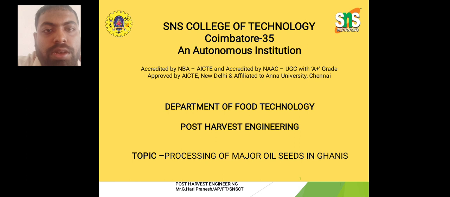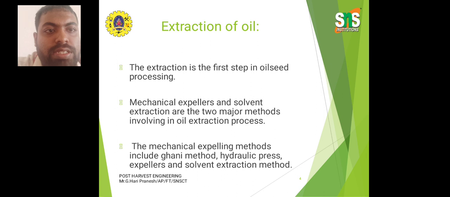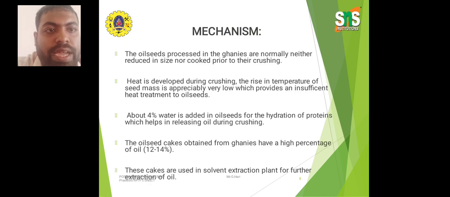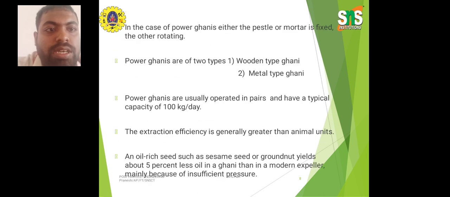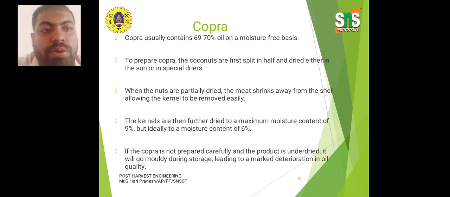The topic which I discussed in the previous session was about processing of major oil seeds in ghanis. In the previous session, we discussed what fats and oil seeds are, the important unit operations involved in extraction of oil, the ghani method and its mechanism, types of ghanis like wooden and power ghanis, wooden type ghani and metal type ghanis, and their pictures. In this session, we are going to see about processing of oil in chopra.